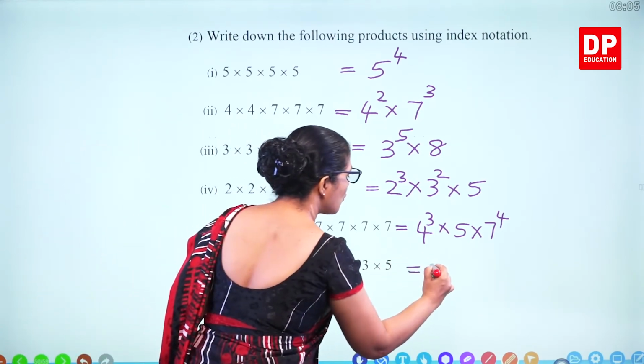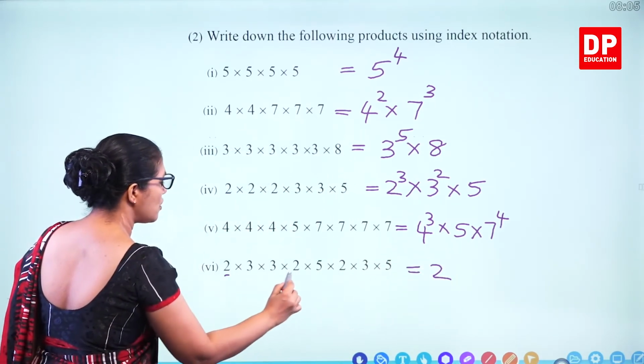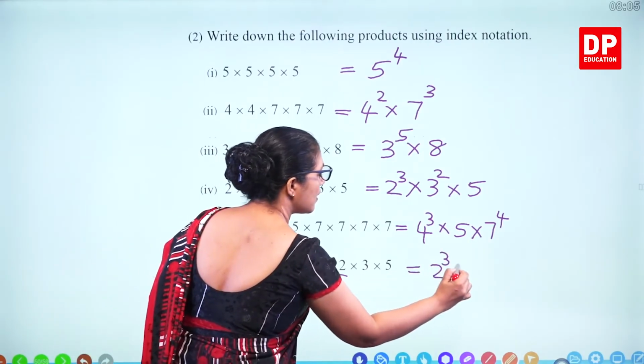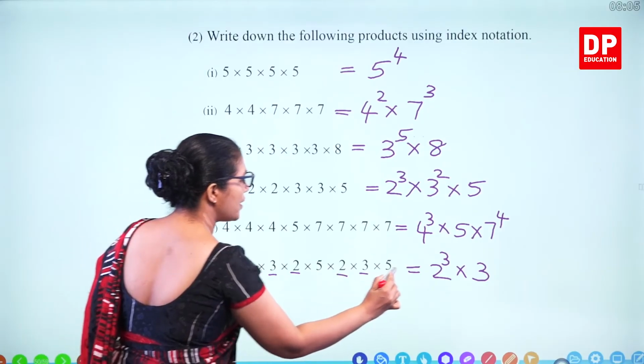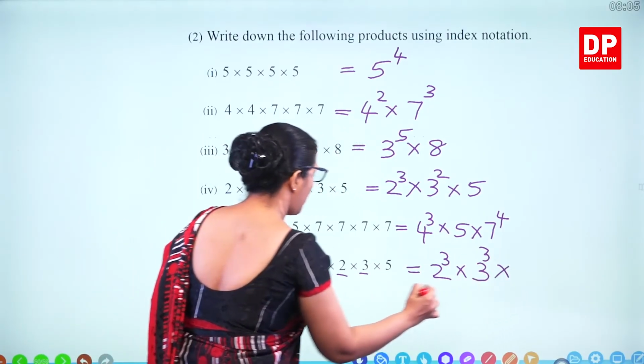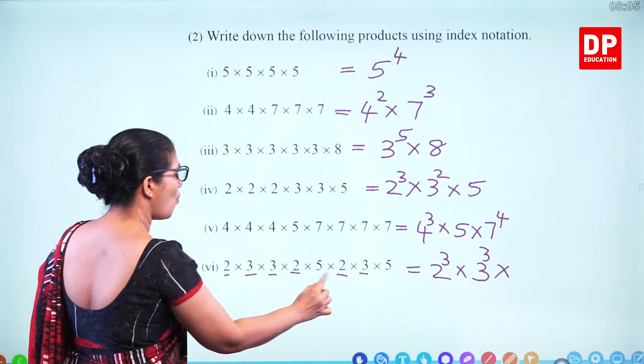Here and there, but you can count. How many 2s? 1, 2, 3. How many 3s? 1, 2, 3. And how many 5s? 1, 2.